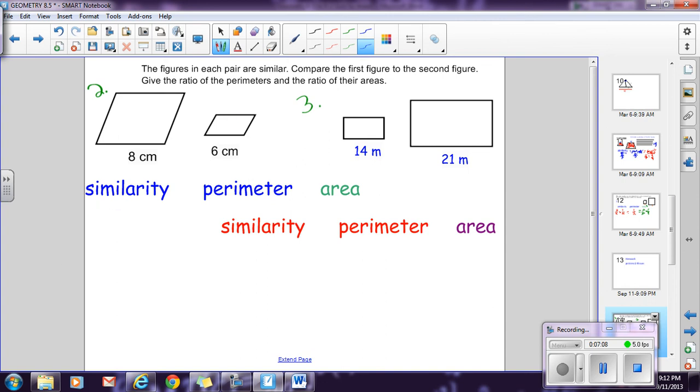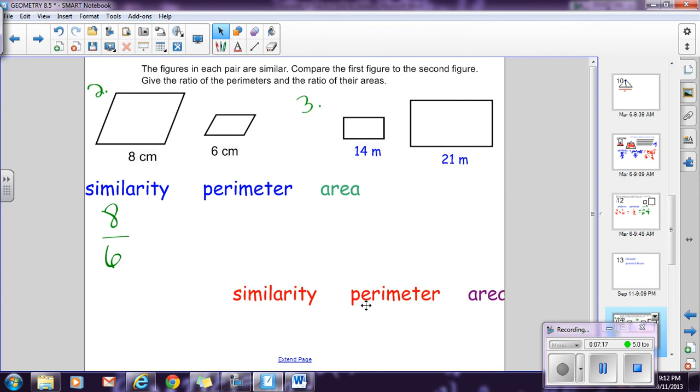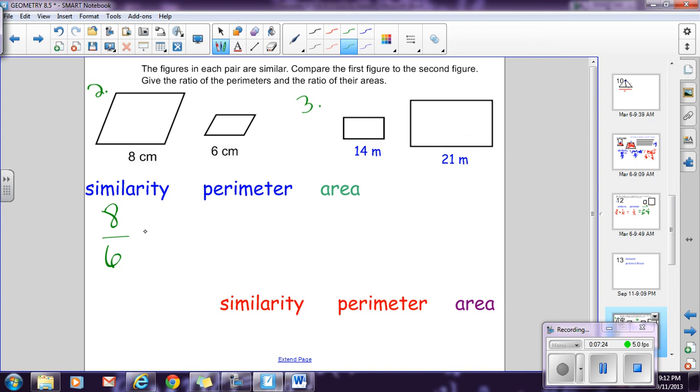So similarity, it's going to be an 8:6 ratio. Which we know we're not going to leave as 8:6. We're going to actually make it into 4:3. So let's go ahead and do 4:3. What's their perimeter going to be? Their perimeter should be the same, 4:3. How do I get to their area? I take the same similarity ratio and I just square it.